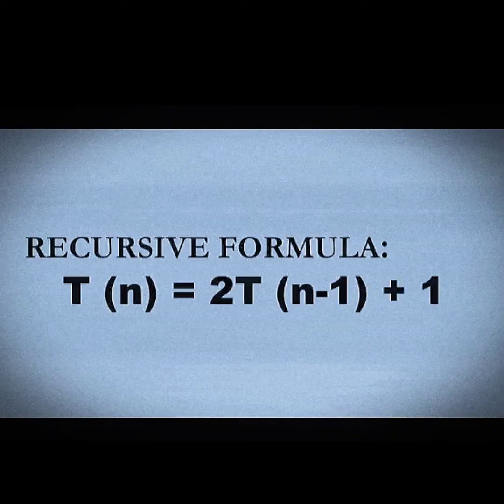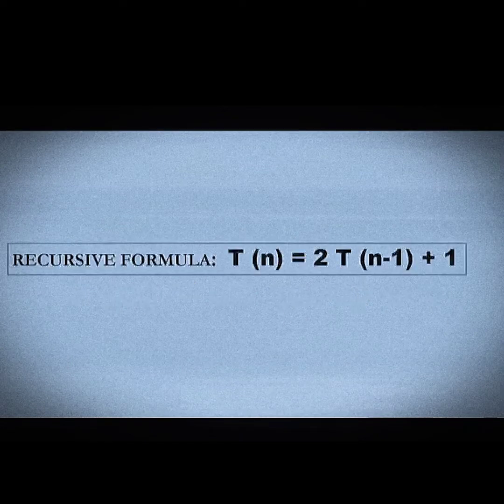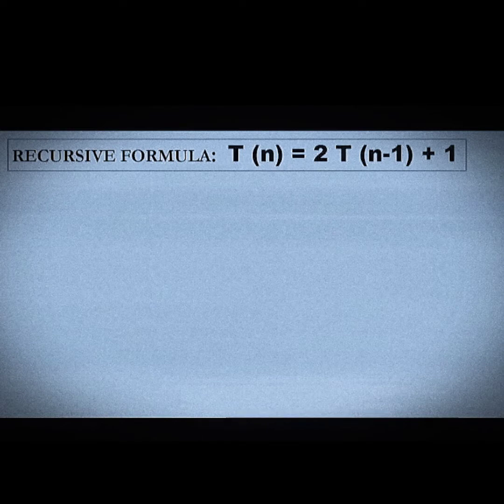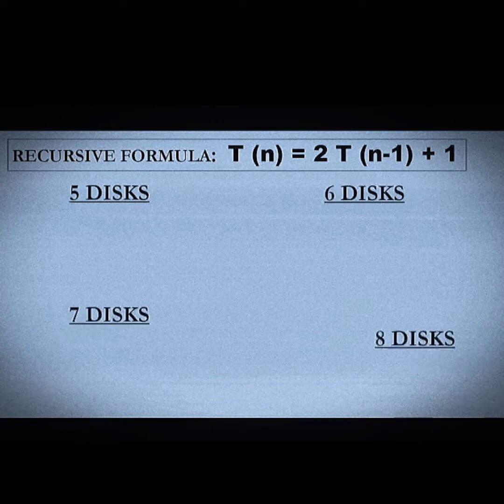We can recognize the recursive formula. We always multiply the previous steps by 2 and then add 1. Let t of n is equal to 2 times t of n minus 1 plus 1. Generally, we can say that t of n is equal to 2 times the previous step, t of n minus 1, and then add 1. Let's find the least moves using 5, 6, 7, and 8 discs.